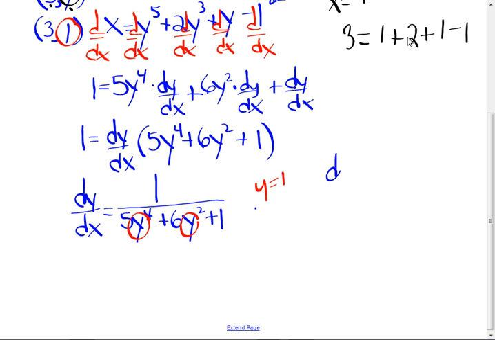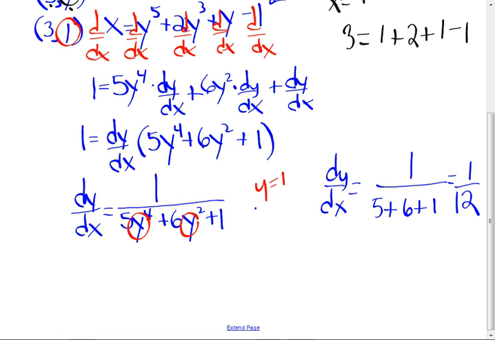So dy dx is equal to 1 over 5 plus 6 plus 1, or 1 over 12. That's the slope of the tangent line at that point for the inverse function. What's the slope of the original function at that point? It's 12.